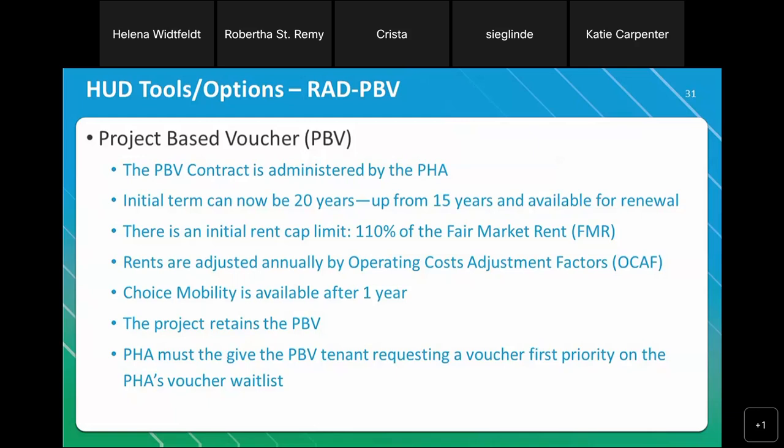But the unit stays with the project. So the unit does not go away. The individual just has a voucher and you can house a new tenant. You just now have to deal with unit turnover.